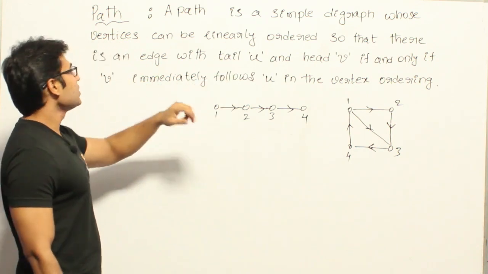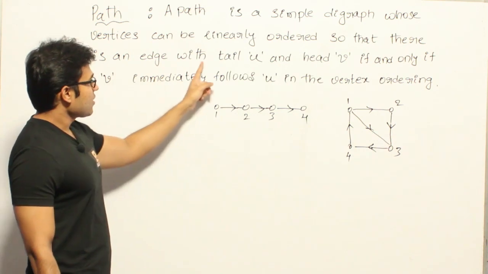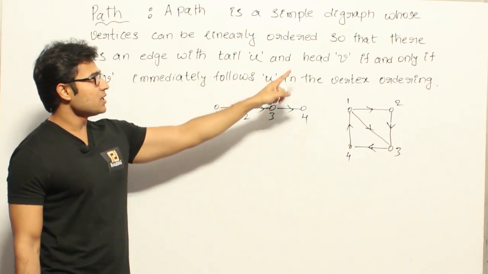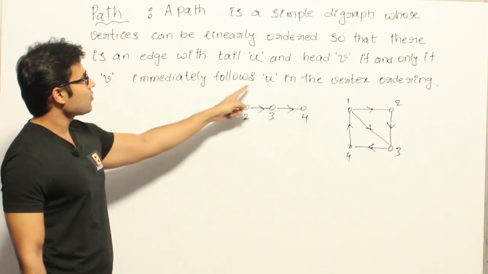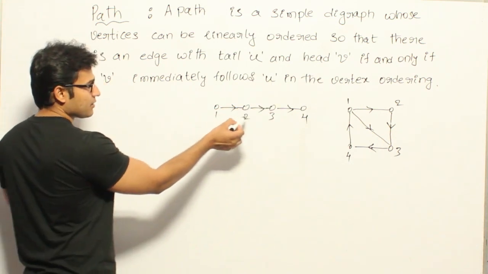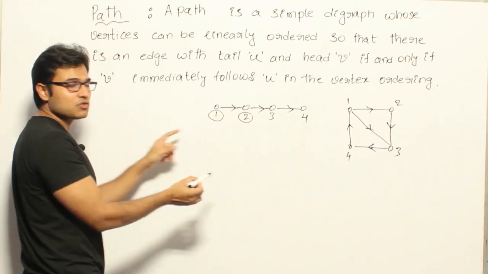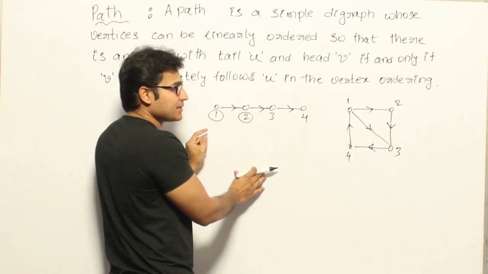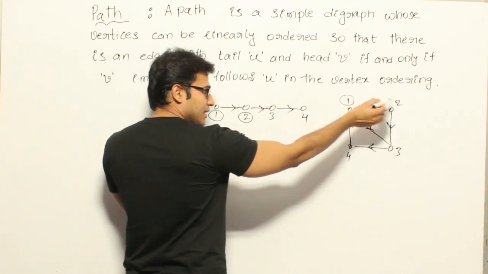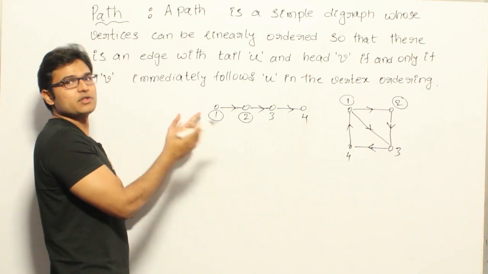A path is a simple digraph whose vertices can be linearly ordered so that there is an edge with tail u and head v if and only if v immediately follows u in the vertex ordering, which means see this. Here v is immediately following u. Now there should be an edge there in such a way that this one is the tail and this one is the head. Then only you can put it in a path. Otherwise you cannot put it.